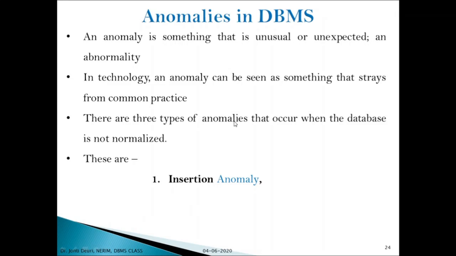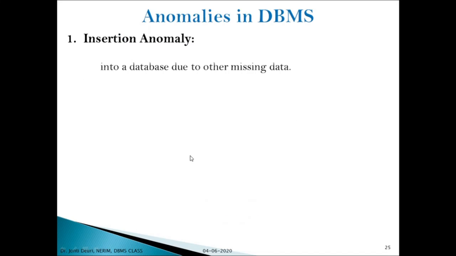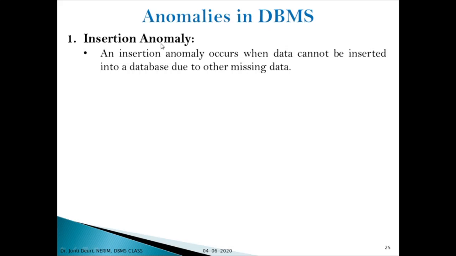I have already told you just now, right? Insert anomaly. What is insert anomaly? Insert anomaly may happen with the primary key and foreign key, which I will discuss. So three types of anomalies are there: insert, update, and deletion. First one was the insertion anomaly.